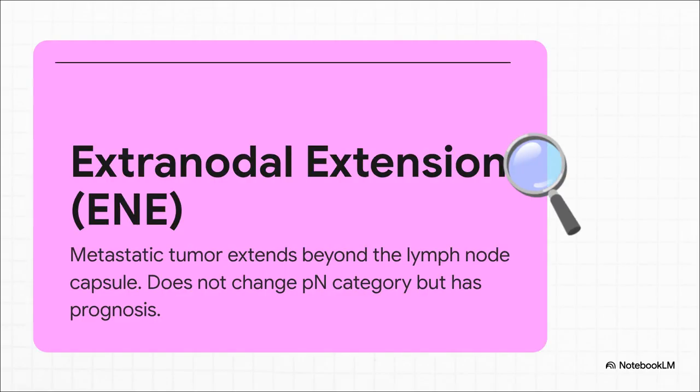Now, when you find a positive lymph node, your job isn't quite done. You have to look for one more thing: extranodal extension, or ENE. This is when the tumor has literally busted out of the lymph node's capsule. Now, finding ENE doesn't actually change the pN category itself, but, and this is a big but, you absolutely must report if it's there. It's a sign of more aggressive disease.